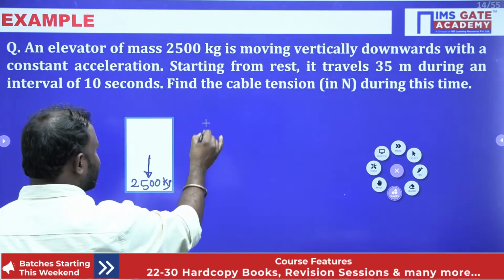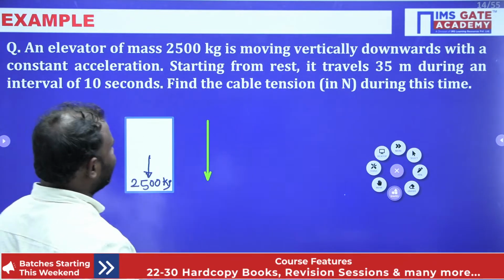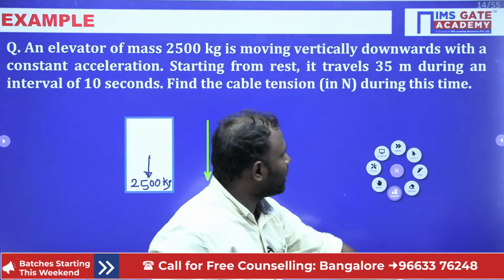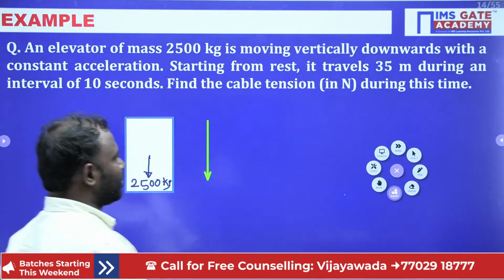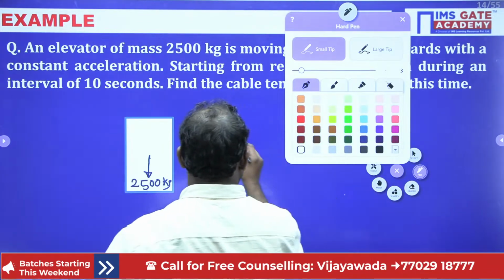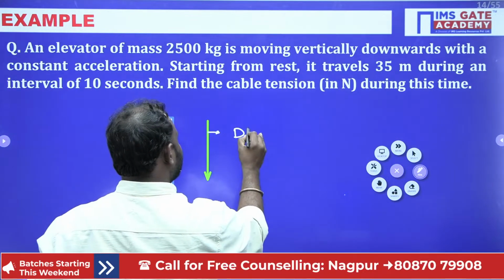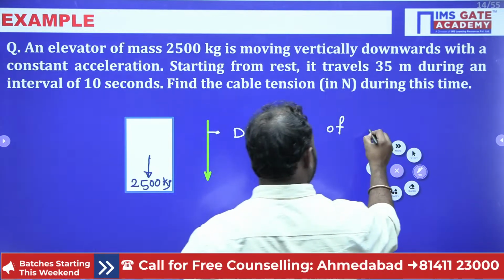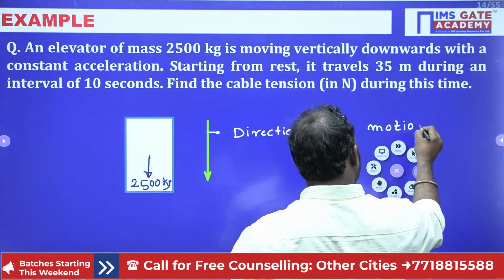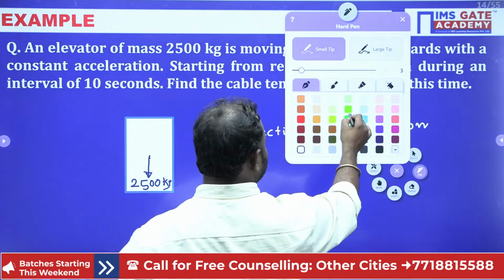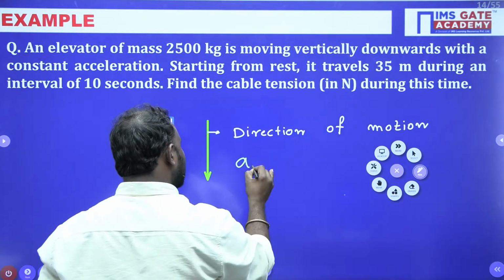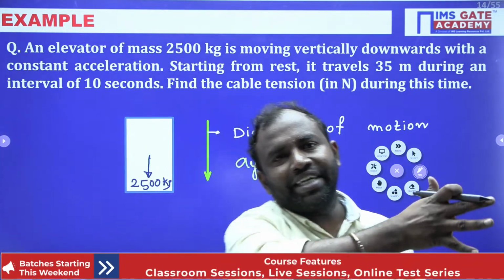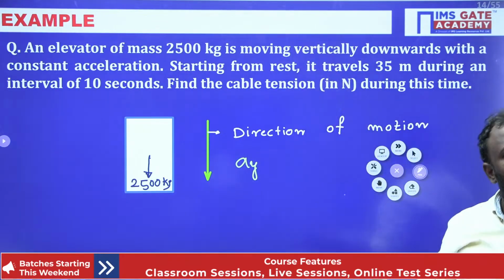So the direction of motion is downward. They said that an elevator of 2500 kg is moving vertically downwards. Let me write that. This is the direction of motion. When the direction of motion is downward, obviously my acceleration is also acting downward in the y direction. We have seen our equation horizontally, but here it is moving vertically. However, it is a rectilinear motion only.